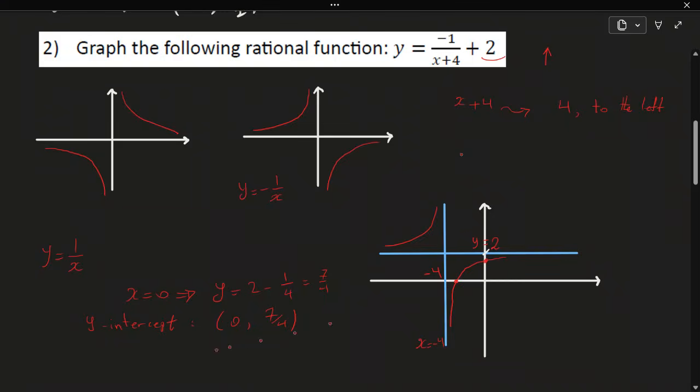And for the x-intercept, what happens if y is 0? Y equals 0 gives us minus 1 over x plus 4 plus 2 equals 0, so 1 over x plus 4 equals 2, or x plus 4 is 1/2. And this one says x is -4 plus 1/2, somewhere here a little bit to the right of -4, or -7/2. Now the y-intercept is 0 and 7/4. The x-intercept, or the intersection of our graph with the x-axis, is -7/2 and 0.